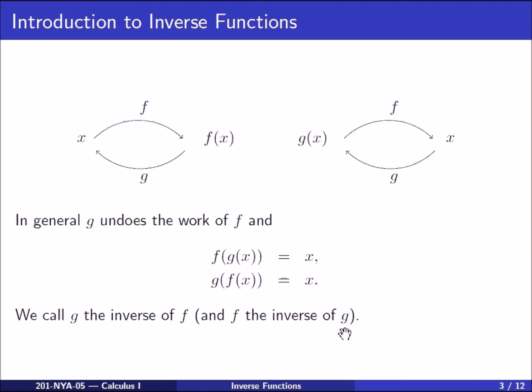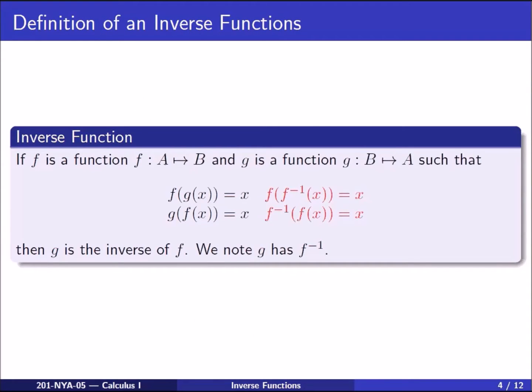Now in general, if I have a function f that sends values in the set A to values in the set B, then if I have another function g that takes values in the set B and sends them to values in the set A, we will say that g is the inverse of f if g undoes the work of f. That means if f of g of x equals x, and if g of f of x gives us back x again.